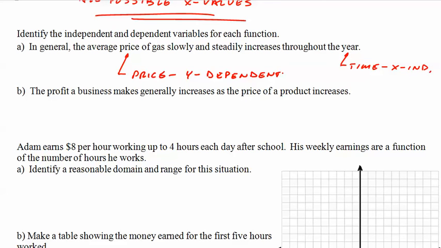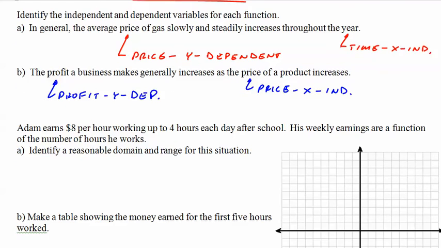Profit of a business generally increases as the price of a product increases. Not even remotely true, but that's okay. We take our examples. So what's the price? That's our independent. Hey, let's set our price wherever we want. And we say, let's go see what our profit is. Profit depends on the price.